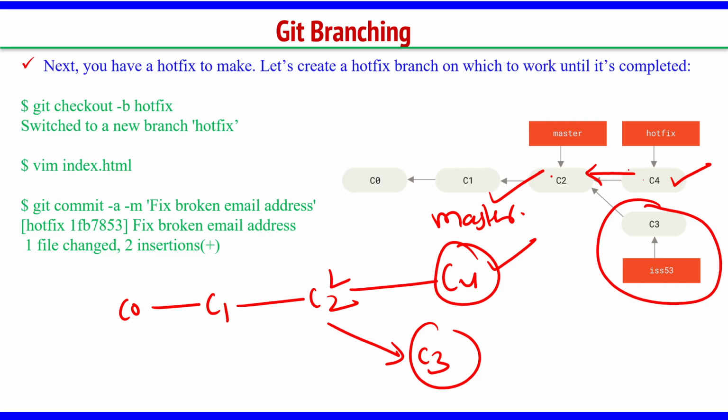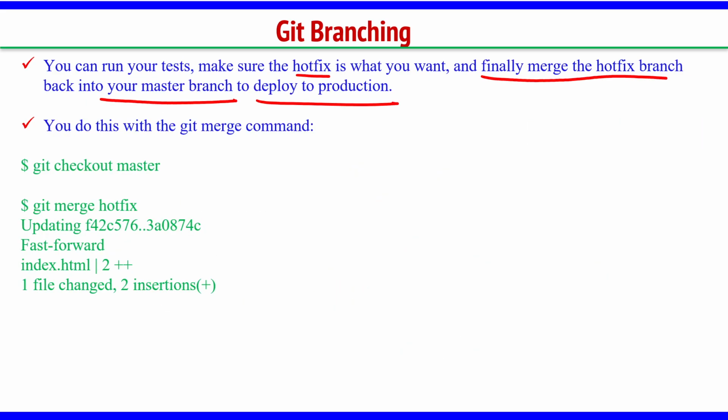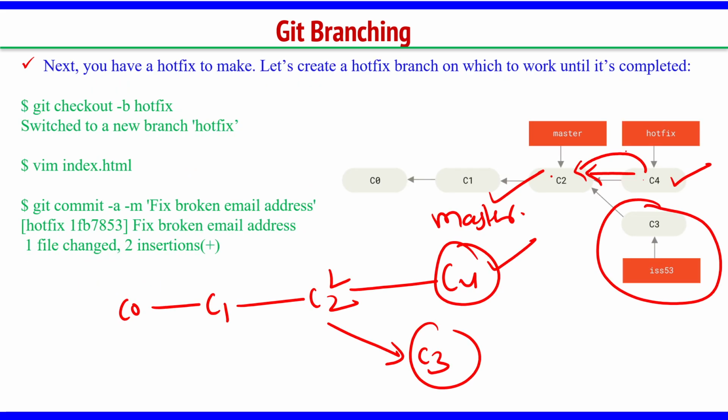Since you created a branch C4 and you are working on it, you are fixing the problem. Once you make it a fix, you have to deploy it to the main line. That is, make C4 the master. So for that you can git checkout master and git merge hotfix. So in the main line, you are merging this C4 to the master.